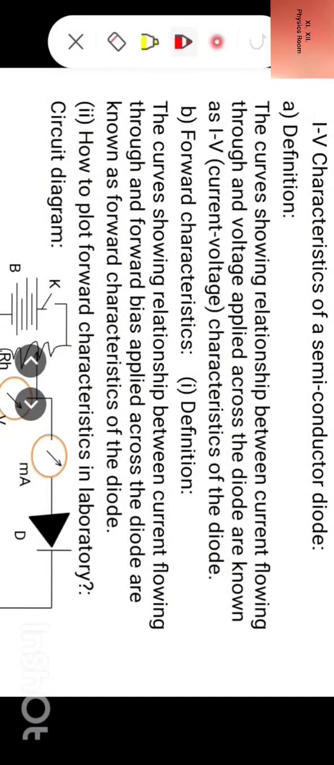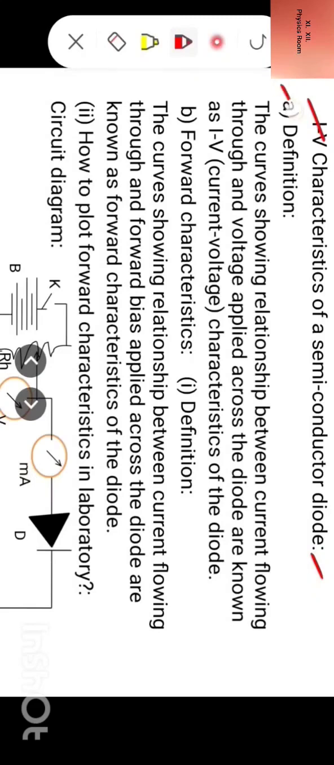Hello friends, continuing with the topic of junction diode in electronic devices. Today we come to its next part, IV characteristics. Today's topic is IV characteristics of a semiconductor diode.